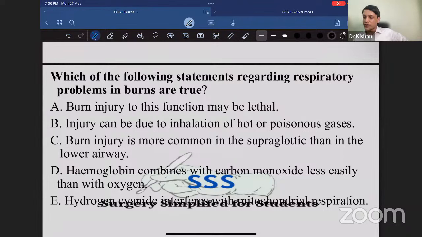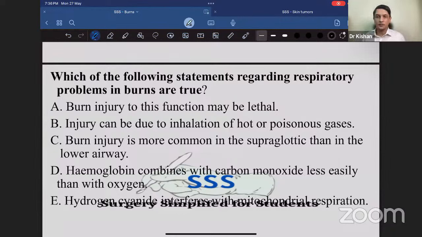Burn injury to this function may be lethal. Respiratory system. Injury can be due to inhalation of hot or poisonous gases. Burn injury is more common in the supraglottic than in the lower airway. Hemoglobin combines with the carbon monoxide less easily than with oxygen. Hydrogen cyanide interferes with the mitochondrial respiration.